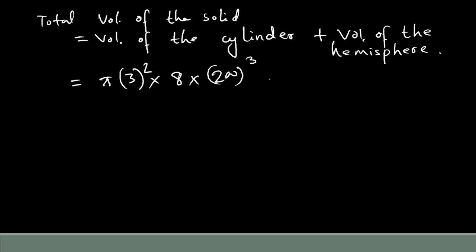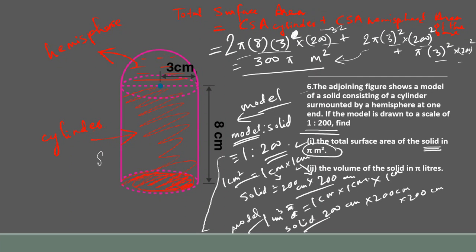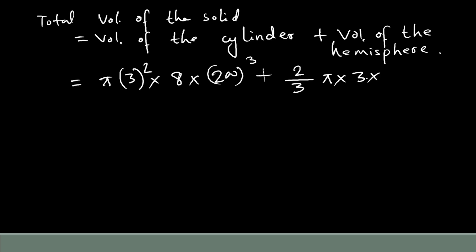And what is the volume of the hemisphere? What is the volume of the sphere? It's 4 by 3 pi r cube, right? So the volume of the hemisphere will be 2/3 pi r cube. r is again 3. And then you have 1 is to 200 in scaling. So this is the volume of the model.